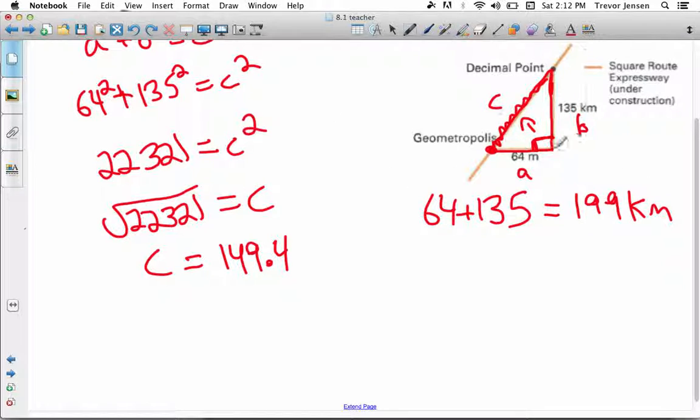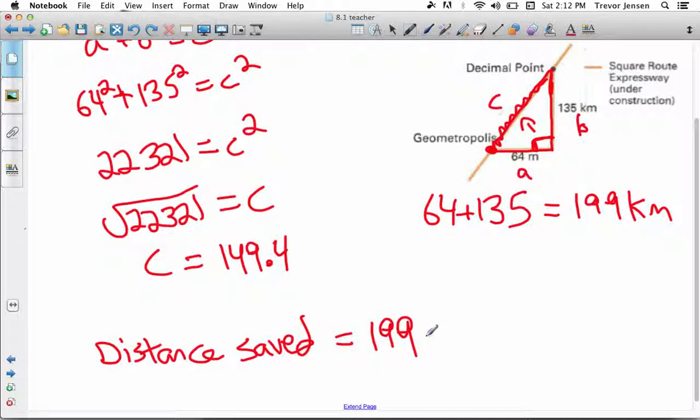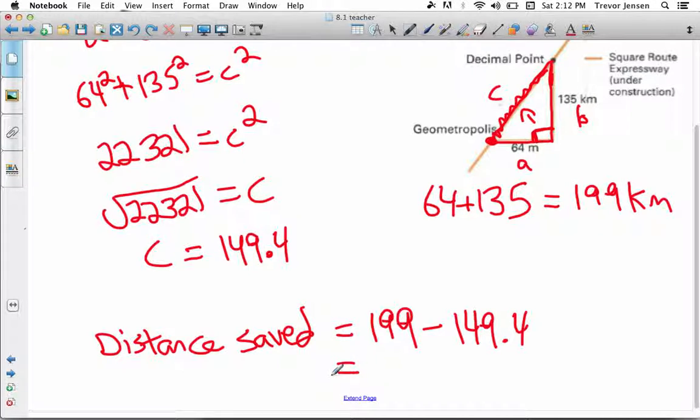The old way he traveled, when he went east and then north, he traveled 199. So how much distance does he save? Distance saved, let's calculate that. So he used to drive 199. With the new square root expressway, he will drive 149.4. Let's subtract that from the 199 to determine how much distance he's actually going to save. So we'll do 199 minus 149.4, and we'll get 49.6.